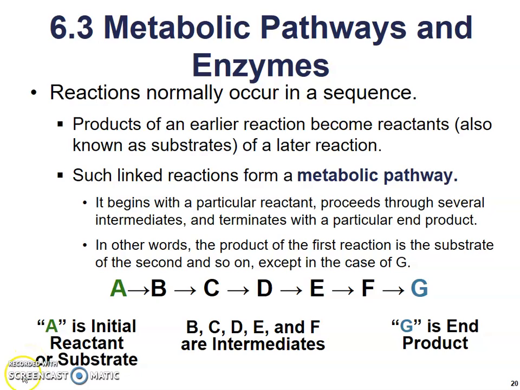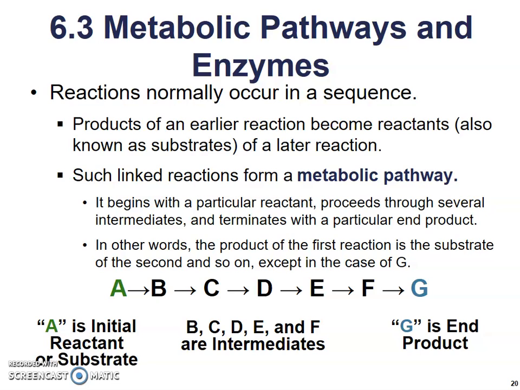Hi guys, let's do 6.3, metabolic pathways and enzymes. Chemical reactions normally occur in a sequence where the products of an earlier reaction become the reactants, also known as substrates, of a later reaction. Such linked reactions form a metabolic pathway.